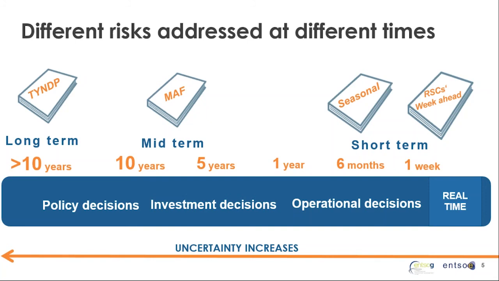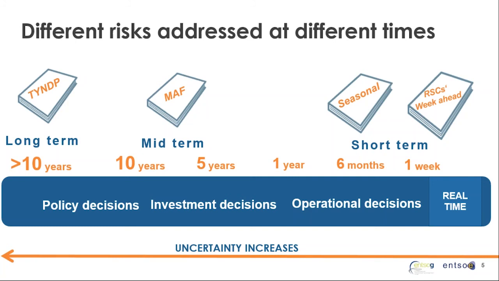So first, to take the background, there are different time horizons and different products for these different times. If we start with the very long term, more than 10 years, 10 to 20 years, there is the 10-year network development plan, TYNDP, which is mainly proposed for infrastructure needs and long-term needs. Then you have the mid-term adequacy forecast, MAF, looking 5 to 10 years ahead.